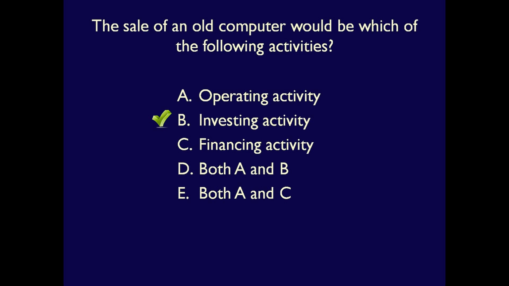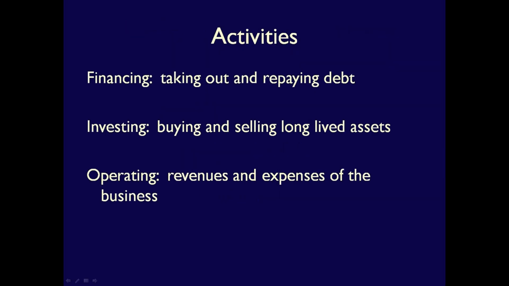Note that in each activity, what goes into that activity comes out of that same activity. The purchase of equipment is recorded under investing, and therefore the sale of equipment is also investing. Similarly, if a company borrows money, it would be under financing activities. When they pay the money back, that would also go under financing activities. What comes in, comes out of the exact same activity.